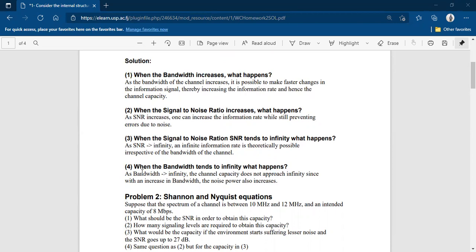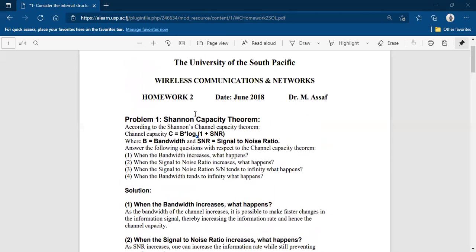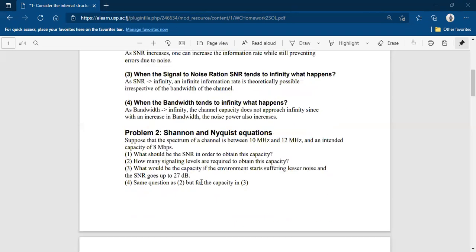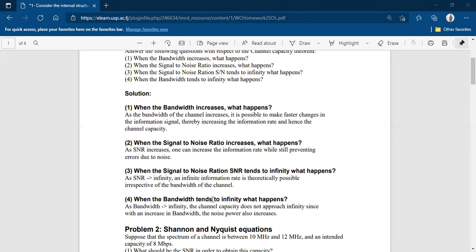4, when the bandwidth tends to infinity, what happens? If the bandwidth increases to infinity, the channel capacity does not approach infinity, since with an increasing bandwidth, the noise power also increases. That's regarding the first question, so make sure you remember all this.